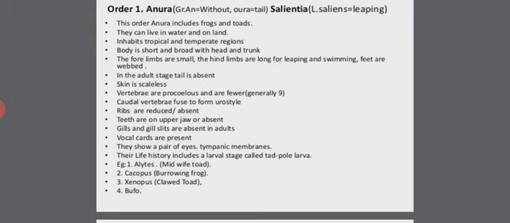The hind limbs are long for leaping and swimming, and the feet are generally webbed type. In the adult stage, tail is absent. Skin is scaleless, without scales. Vertebrae are said to be procoelous type, and they are fewer in number. Generally about 9 vertebrae are present. Caudal vertebrae fuse to form urostyle.